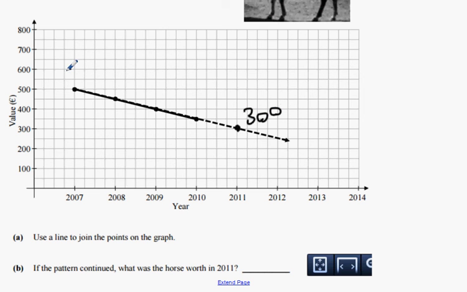Now there's another way of doing it. It started off at 500, then it was worth 450, 400, 350, 300. You could do it that way as well. What type of sequence is that? It's a linear sequence.